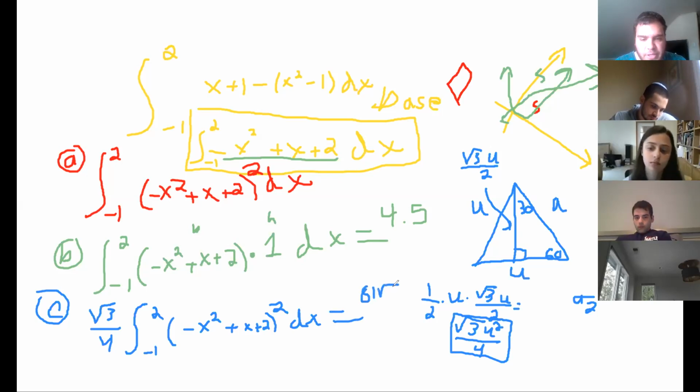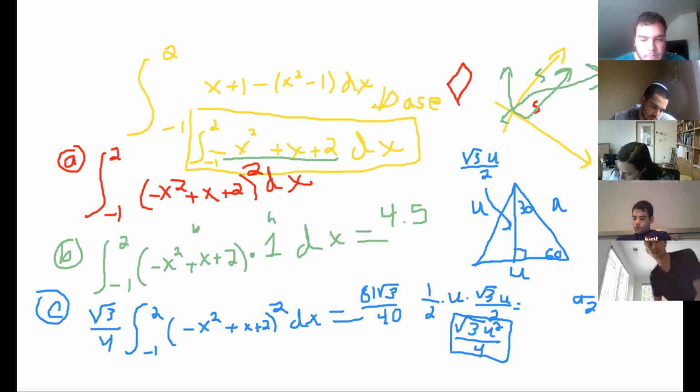So 81 root 3 over 40. And they probably, if you wanted to do 8.1, that's fine. Okay, so that's number 1.